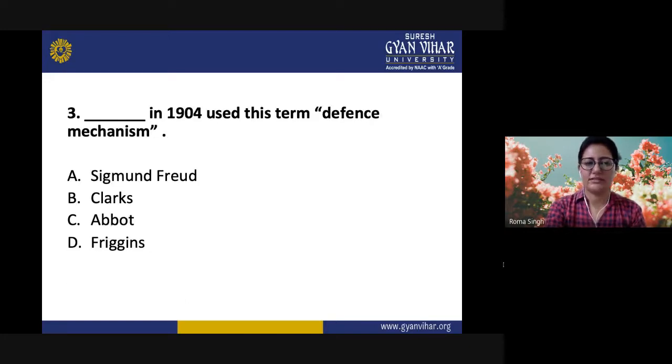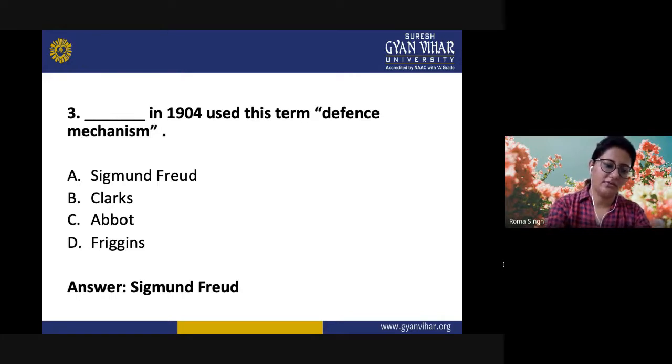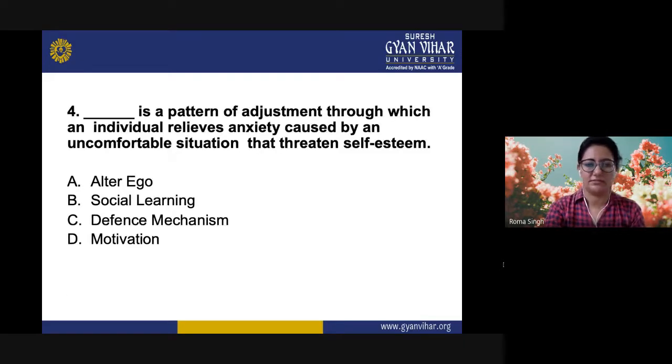Question number 3 is, dash in 1904 used this term defense mechanism. Options are Sigmund Freud, Clark, Abbott, Friggins. And the correct answer is Sigmund Freud. Okay, so he used the term defense mechanism.